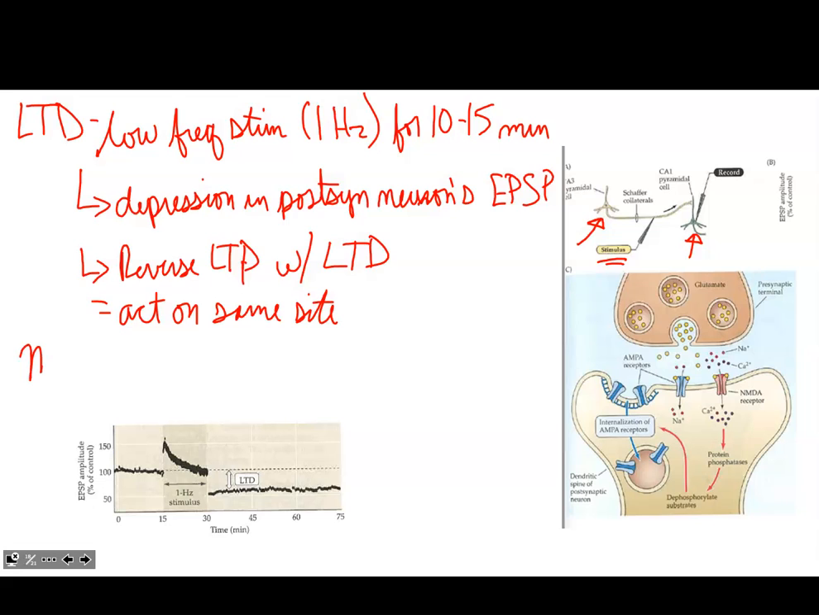There are some similarities in the mechanism between LTP and LTD. So for example, they both require glutamate, so this is going to be glutamatergic synapses. They both require NMDA receptor activation.